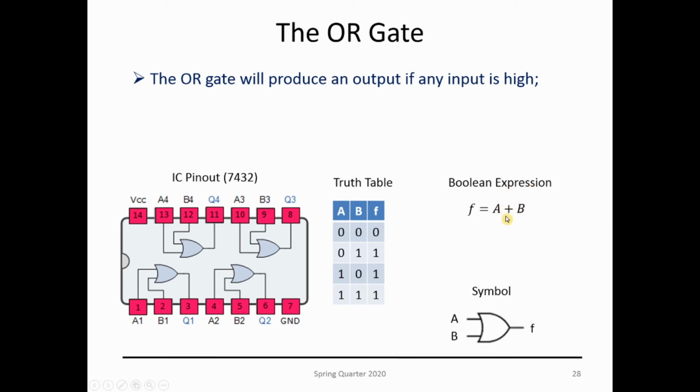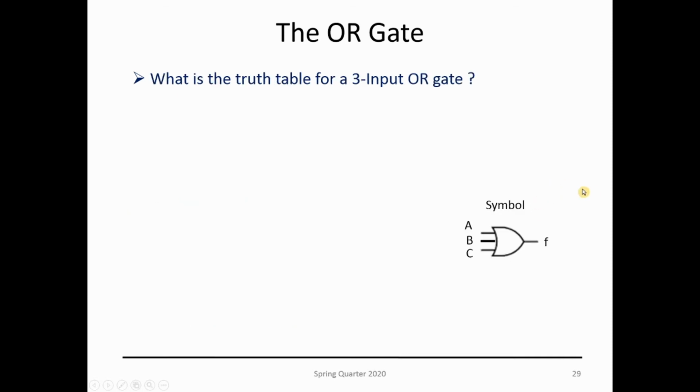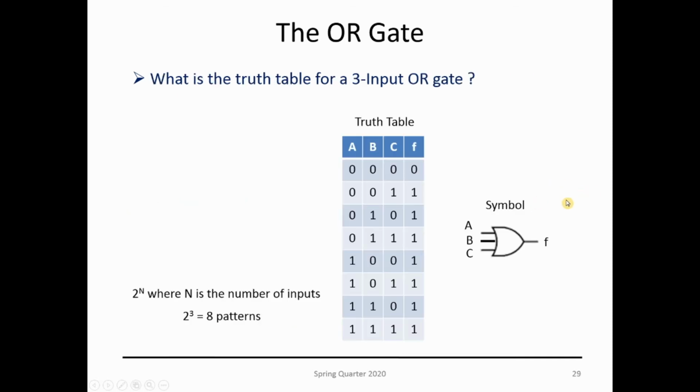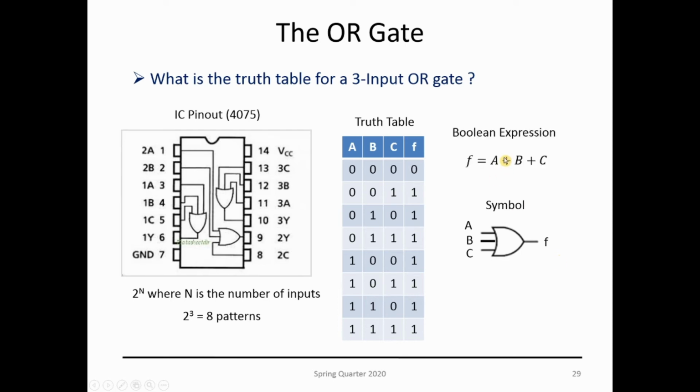For OR gates, we use an addition. Don't get confused with binary addition. All right, this is different. This is gate addition. Three inputs, and this is my truth table now. All ones besides the first one. F equals A or B or C.